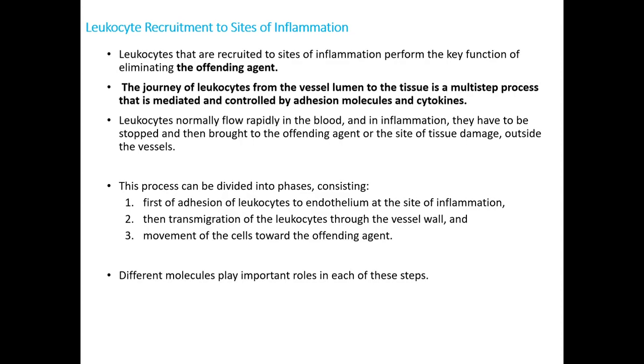space is divided into phases. Number 1, first, adhesion of the leukocyte to the endothelium. The leukocyte is passing axially, in the center of the blood vessel, in the bloodstream and rapidly. So the leukocyte should adhere to the endothelium in order to be attached to the wall of the blood vessel, and then it will pass outside to the extravascular tissue. Then transmigration of the leukocyte through the vessel wall, then movement of the cell toward the offending agent. So different molecules play an important role in each step in order to complete the process.